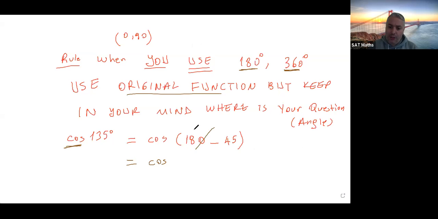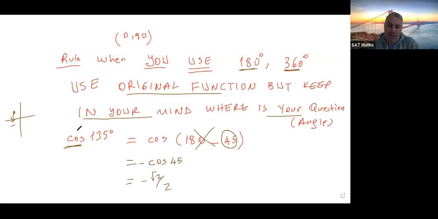Here, what did you use? Just this acute angle, put it in your result. And the last part, keep in your mind where is your original angle. So original angle 135 is here. Here cosine is negative, so put it negative. So the result is negative √2 over 2. It's actually similar to what we did before, but this is as a rule.